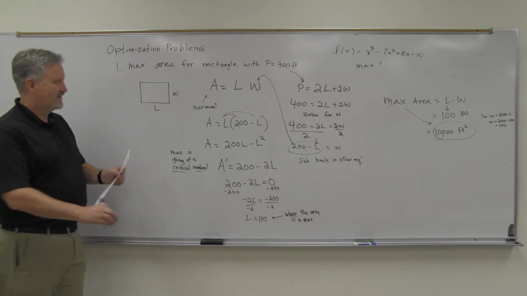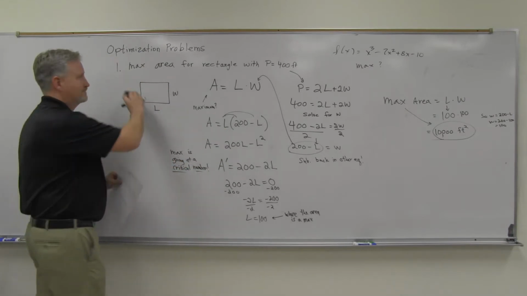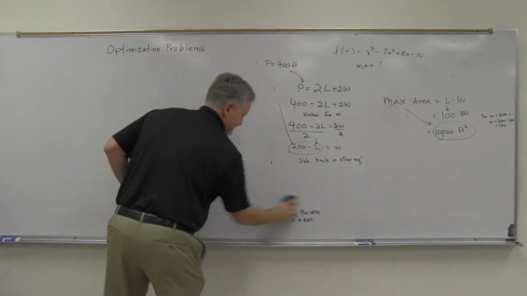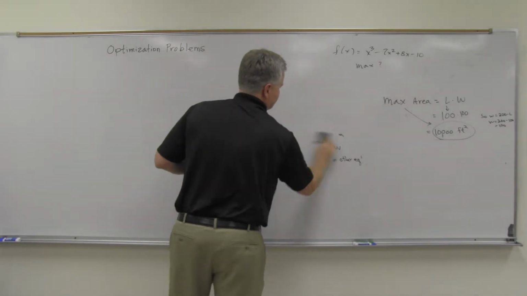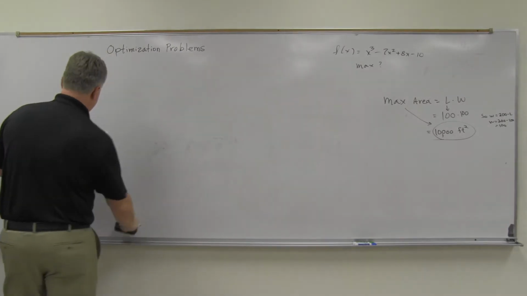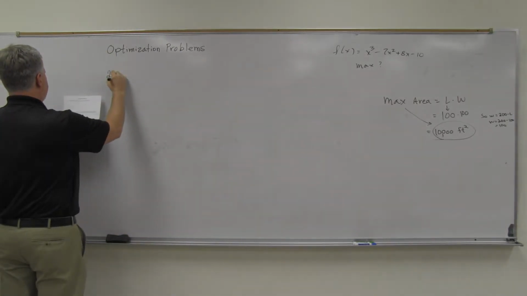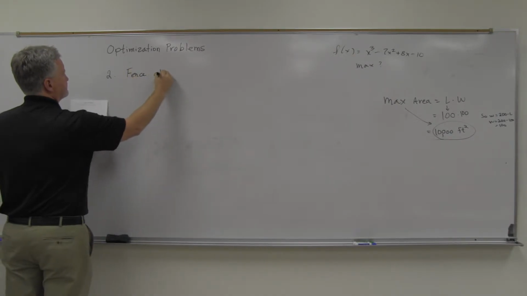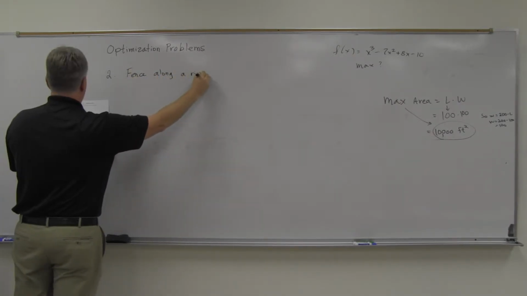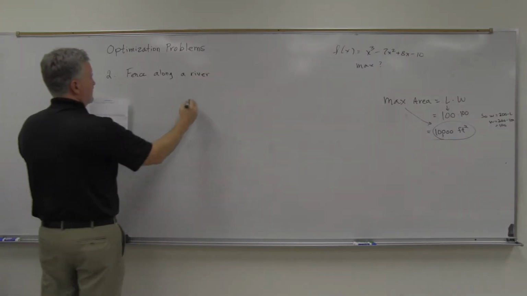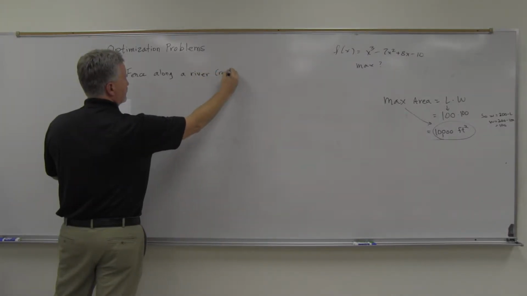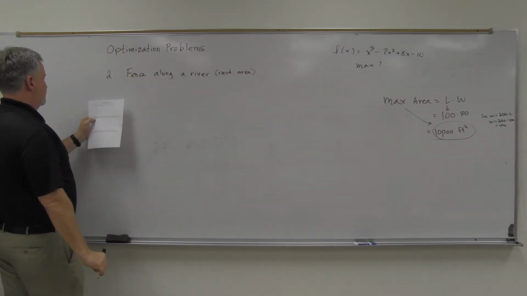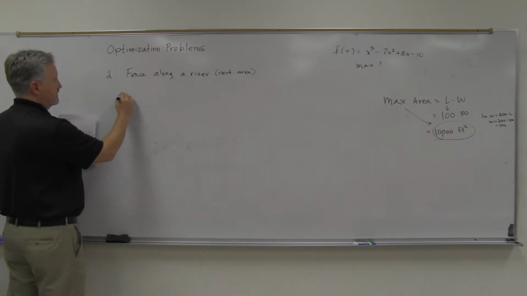Now, number 2. Is that okay? Any questions on that? Number 2. Suppose a fence is to be constructed along a river. Fence along a river. And it's going to enclose a rectangular area. To summarize here, no fencing will be put along the river. So, okay, let me just draw the picture and then I'll fill in the rest of the details.